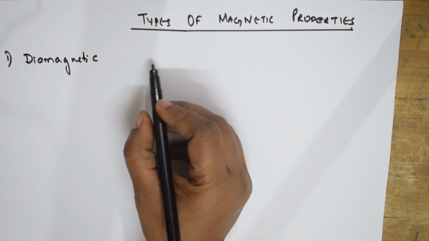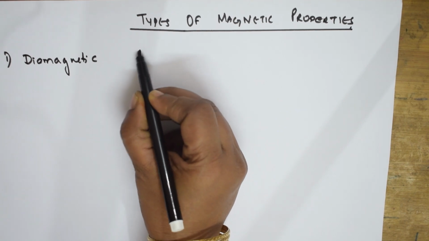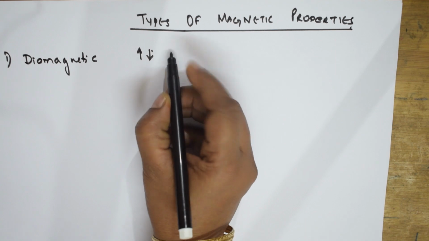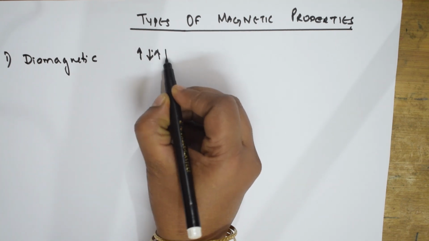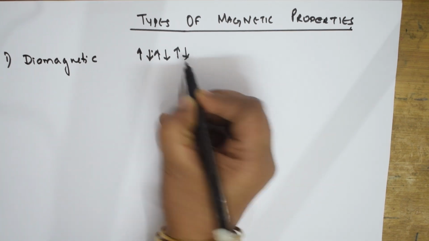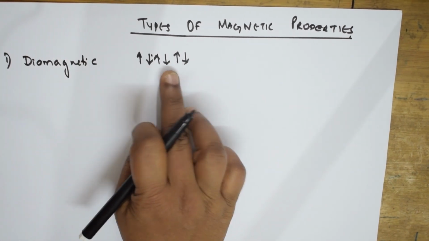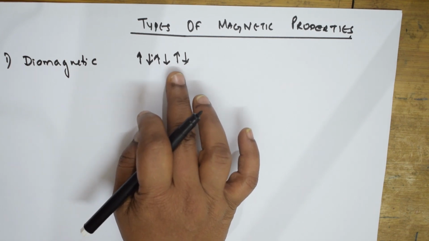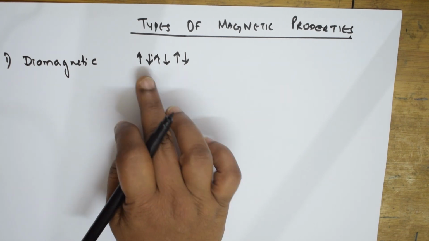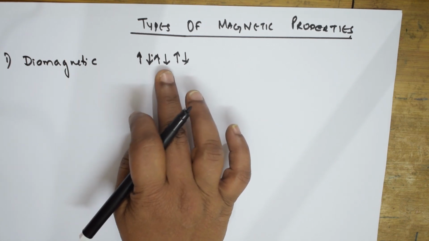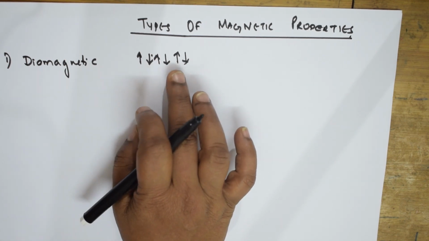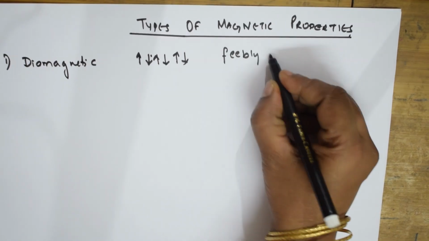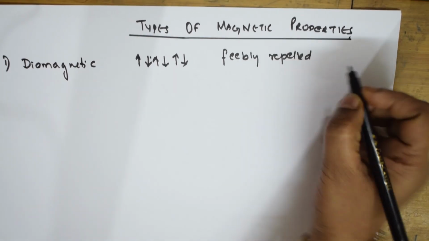So when I look at a diamagnetic substance, it is arranged like this. All the electrons are paired. See here, this is the first pair. Now the next pair, one more pair, isn't it? Because of this pairing, what is the advantage? They are feebly repelled by the magnetic field, because of the existence of paired electrons. So you have to write: feebly repelled. What is the example for this?